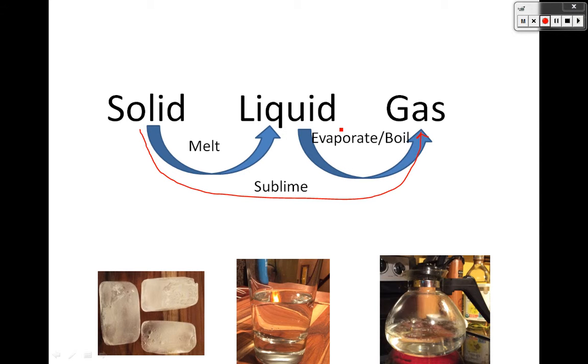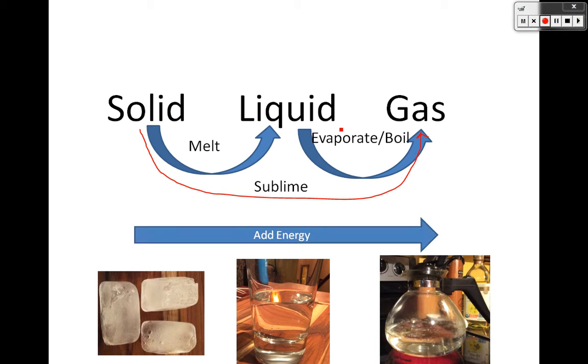So you can make it be in liquid form, but you have to do stuff like add a lot of pressure. And any of these changes, melting, evaporating, or subliming, require you to add energy. So if you want a solid to melt, you've got to add energy to it. If you want a liquid to evaporate, you've got to add energy to it. If you want a solid to sublime, you've got to add energy to it.